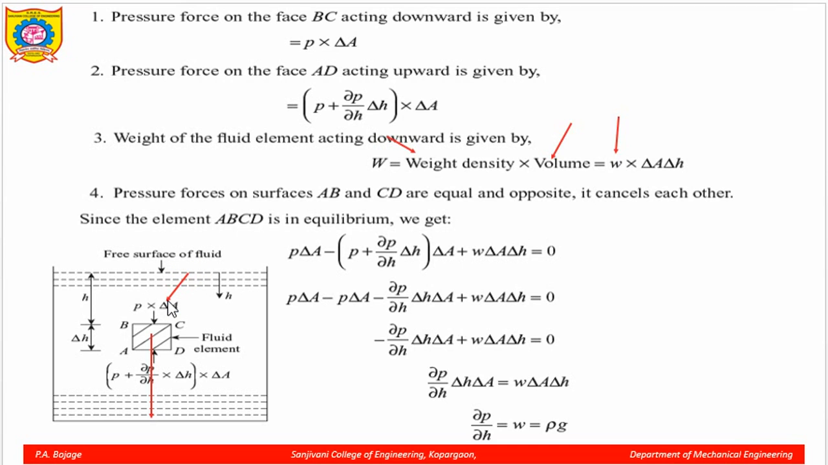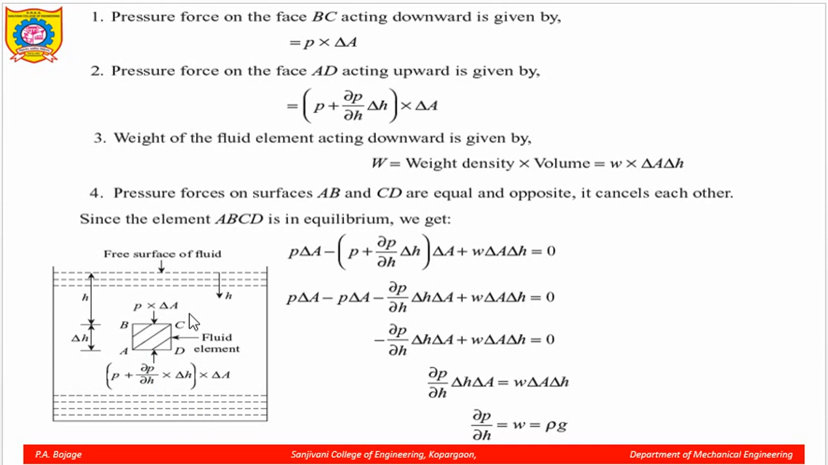The volume is delta A, sorry, not delta A. Delta A is the cross-section area and delta H is the height. So, area into height will give you the volume: delta A into delta H. So, that comes out to be the volume. Okay, so these are all the forces acting on the fluid element.